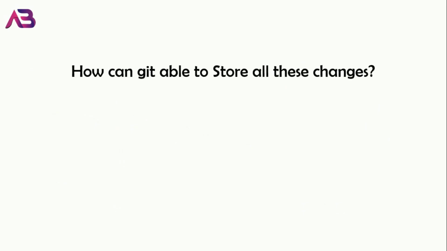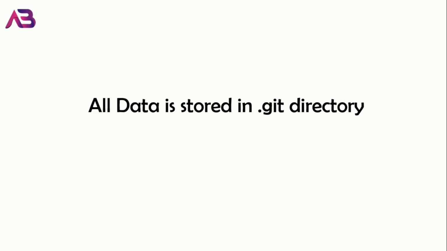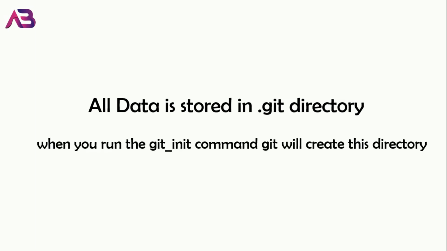Now how can Git be able to store all these huge changes? All this data is stored in .git directory. When you run git init command, Git will create this directory, and whenever you need a backup, you can simply copy this single directory where you have all your data. Now what is git init command, what it does, we will be covering all this part soon in this video. So make sure to watch the complete video.